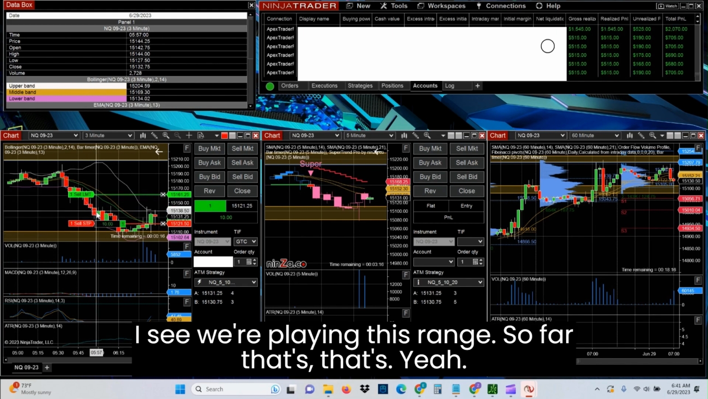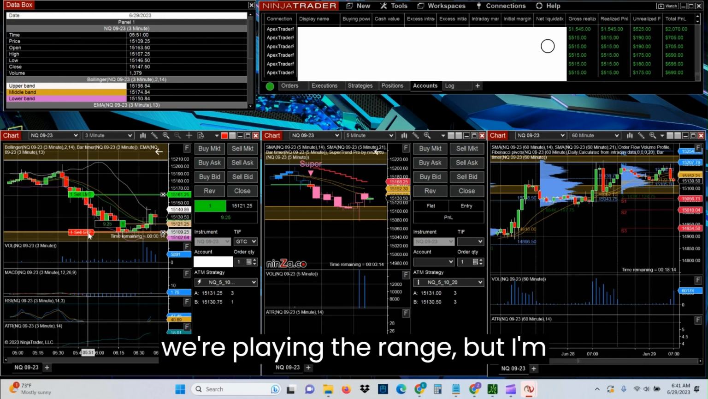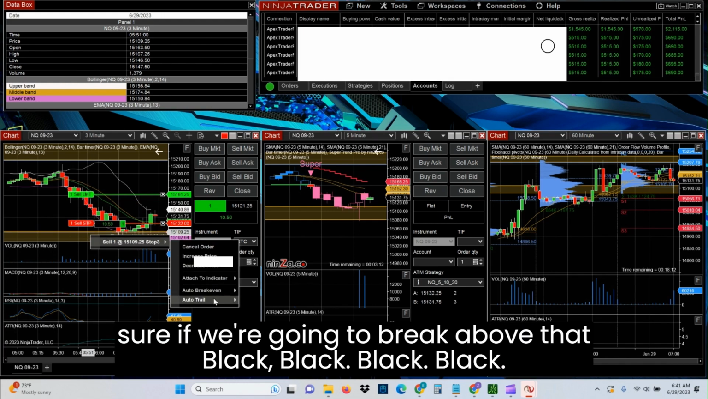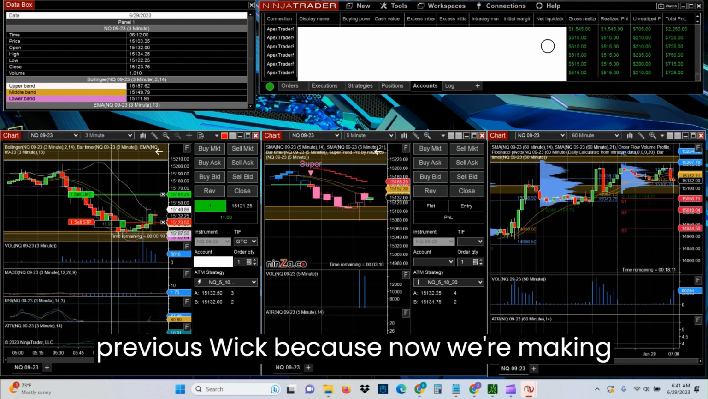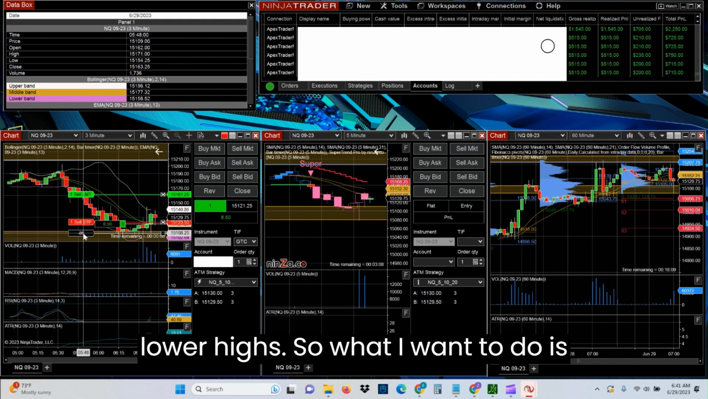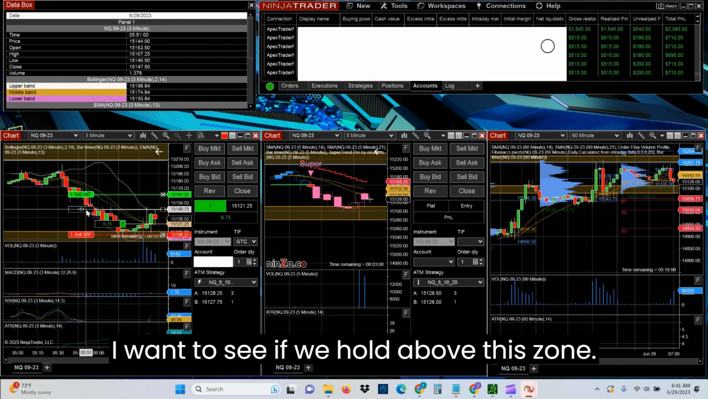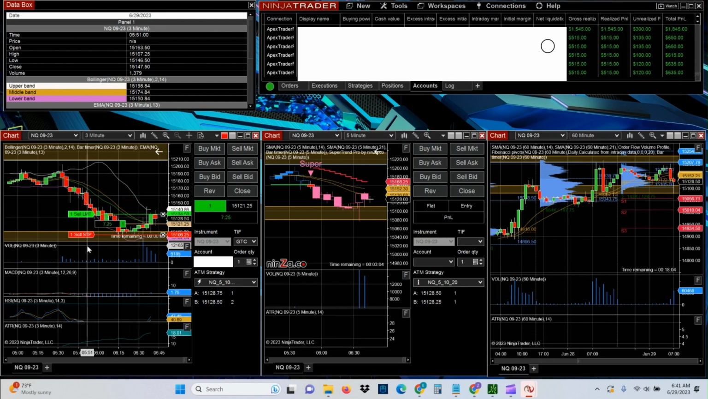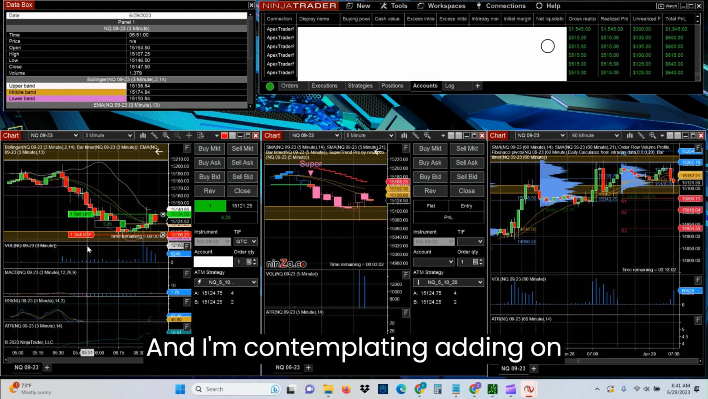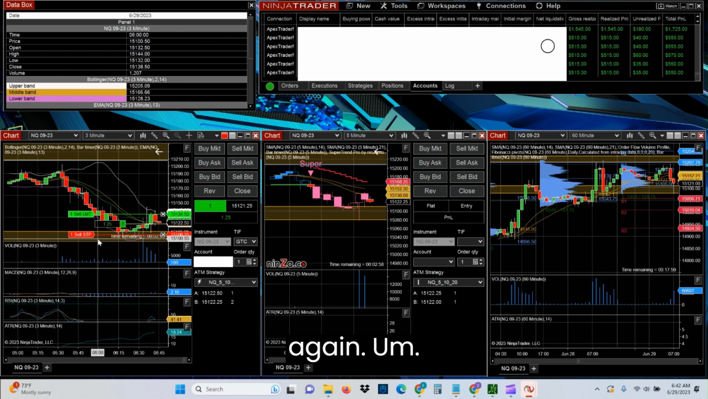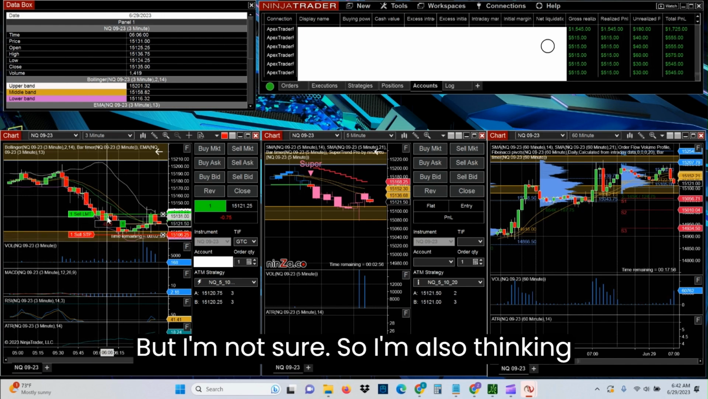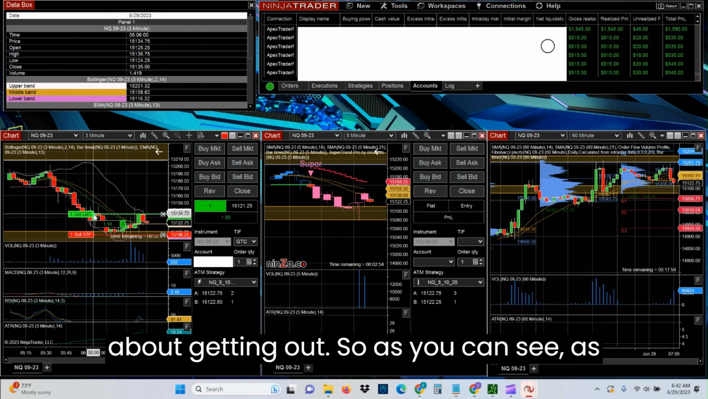I see we're playing this range so far. We're playing the range, but I'm definitely losing confidence. I'm not sure if we're going to break above that previous wick, because now we're making lower highs. So what I want to do is I'm going to see if we hold above this zone. And I'm contemplating adding on again, but I'm not sure. So I'm also thinking about getting out.